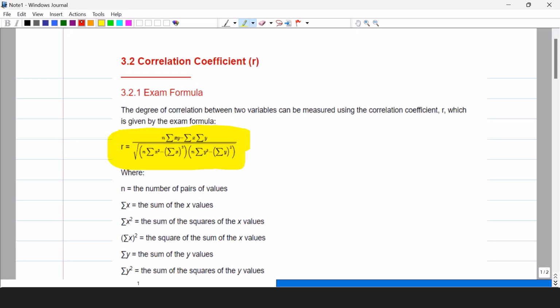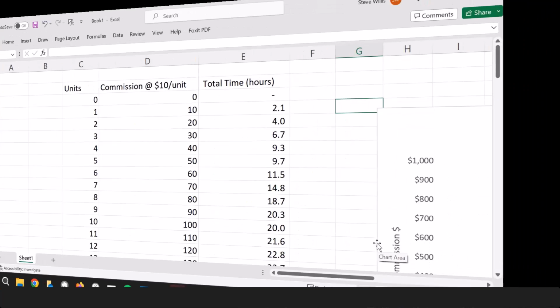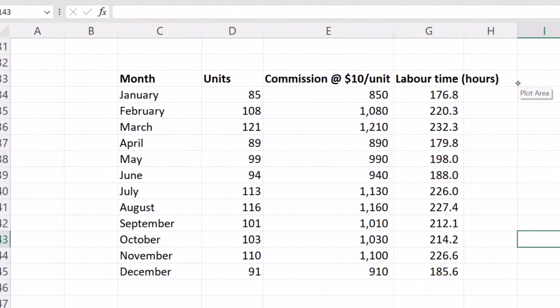To make sense of correlation, let's look at an example. Let's imagine I have a business manufacturing and selling handmade wooden bowls. The process of making a wooden bowl is labor intensive, and every time that I sell a bowl, I pay a $10 commission to the salesman. I've gathered some data from last year.